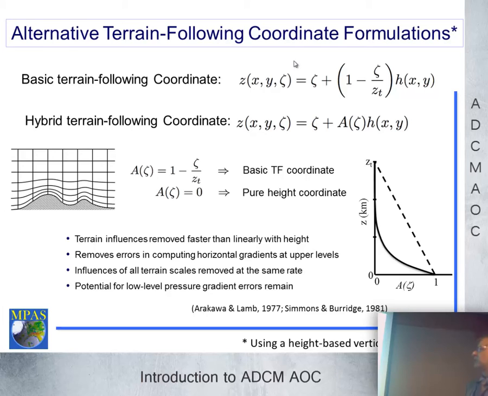Which removes errors in computing horizontal gradients at upper levels. You'd like the coordinate surfaces to be flat at high levels because it'll distort your upper level features less by having a flat coordinate surface. And so influences of all terrain scales are removed at the same rate, typically, in these coordinates, and the potential for low level pressure gradient errors remains, however, because you still have these steep slopes in your coordinates at low levels.